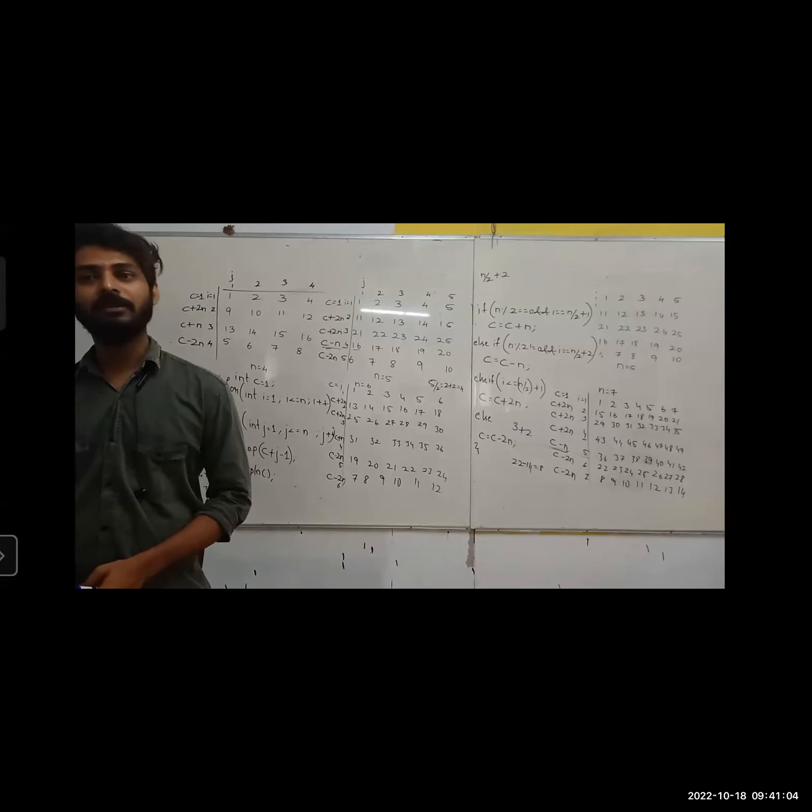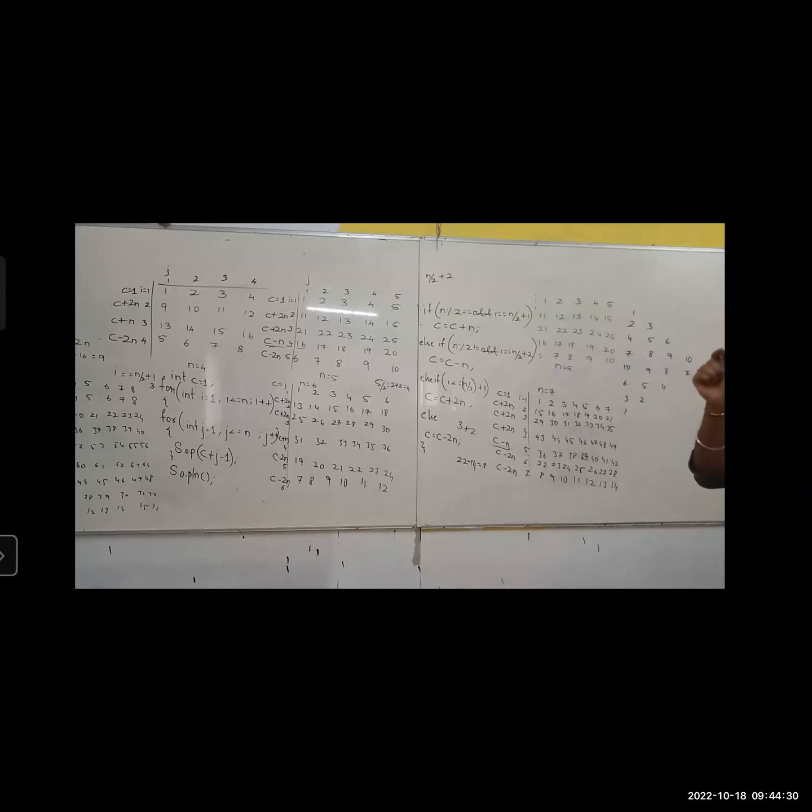Overall, I need 4 for loops, out of which one outer for loop, one inner for loop. Inside that, you just have to write system.out.print C plus J. Yes. Anything, both are same. But there you are changing the value of C itself. Or if you don't want, you can keep the C value constant and keep changing the inner values. Anything you can do.